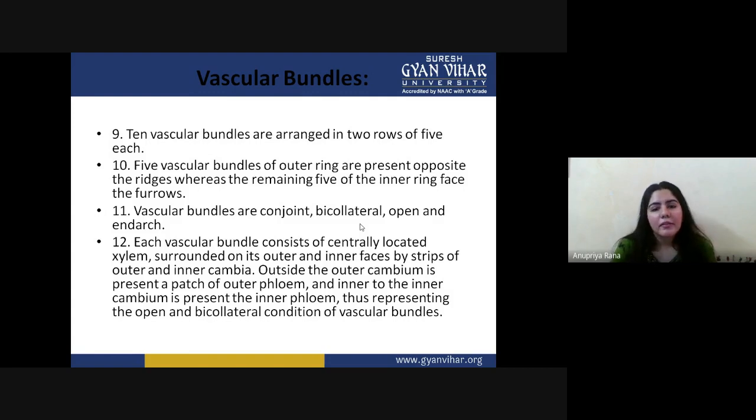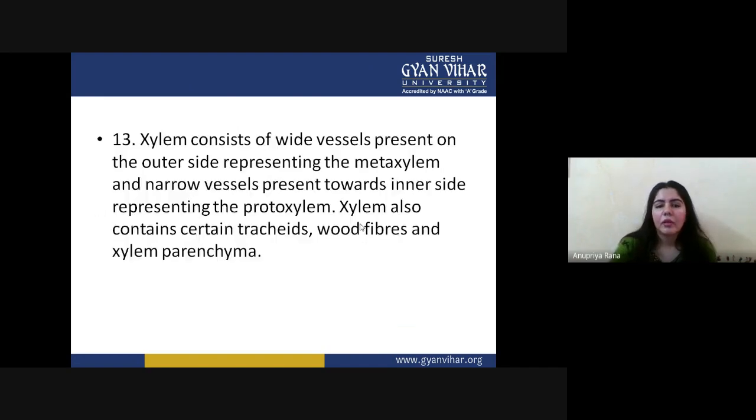So basically, when the xylem is covered from the top and the bottom, from both sides, by the phloem, that is called bicollateral. This is a very common characteristic feature which the vascular bundle of the dicot stem possesses.